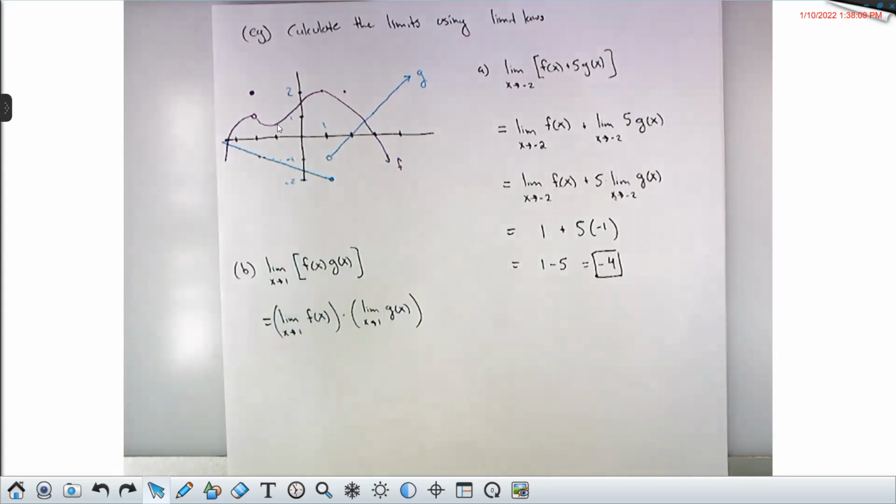Again, the purple graph is the graph of f. Here is x equals 1. If I'm a little dude with my feet glued to the graph of f, as I walk towards x value 1, my y value is going to 2 from the left. And as I walk towards having x value 1 from the right, my y value is also going towards 2. So this limit is 2.